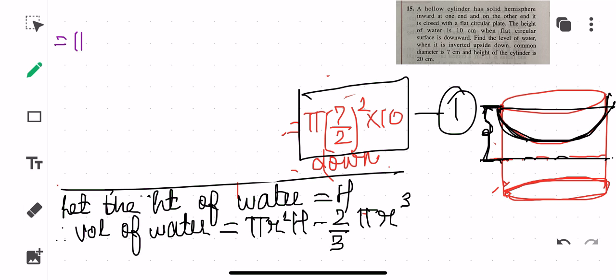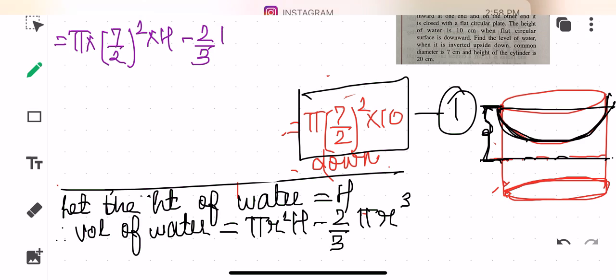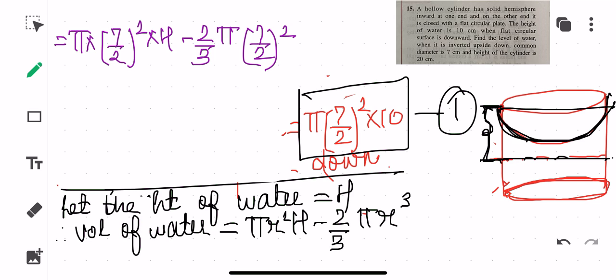So this will be equal to pi, I can take common, and here even if I replace the value of r square, this is going to be equal to 7 upon 2 square into h, minus 2 upon 3 pi into 7 upon 2 square. If you take pi into 7 upon 2 square as common, children, what are you left with? You are left with h minus 2 upon 3. This is what you are getting.